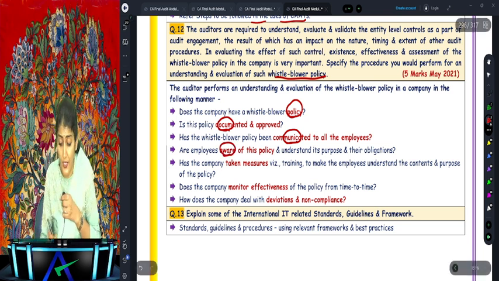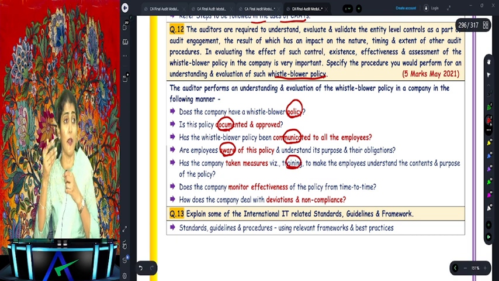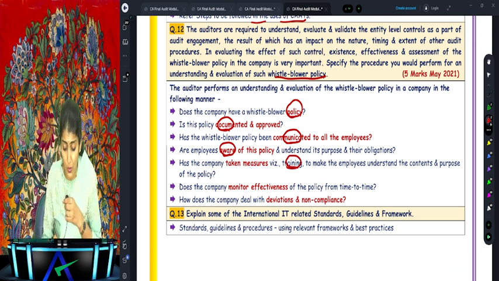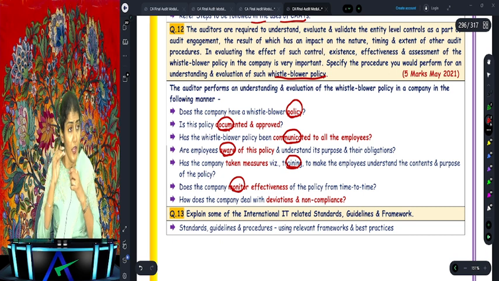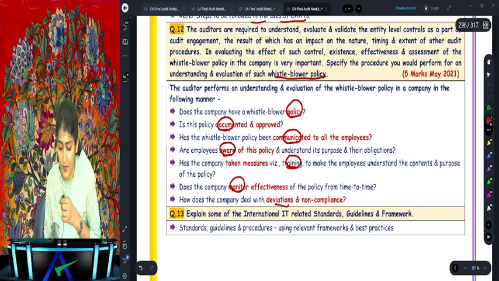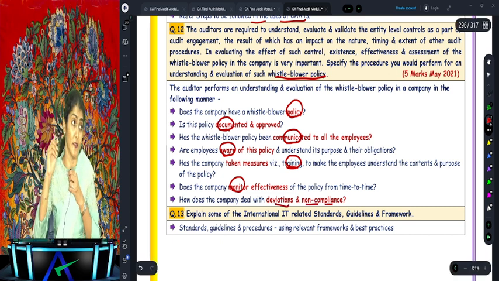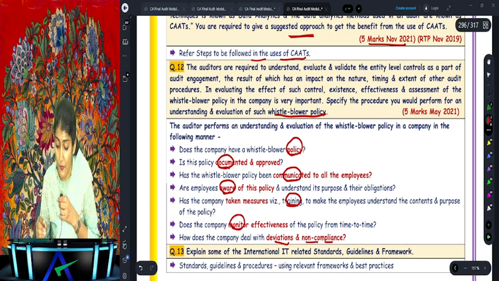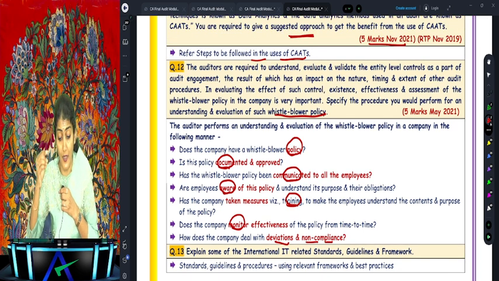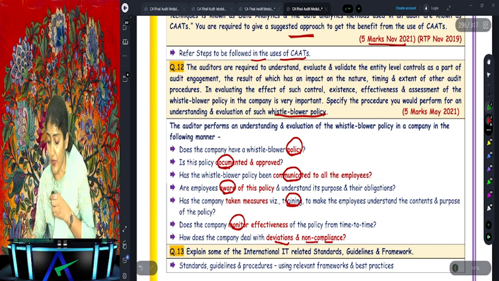Then the company should give training to the employees to comply with that policy. Then they should also monitor the effectiveness of the policy and how the company deals with the deviations and the non-compliances. Right? So what does it say? Specify the procedure you would perform for understanding and evaluating the whistleblower.